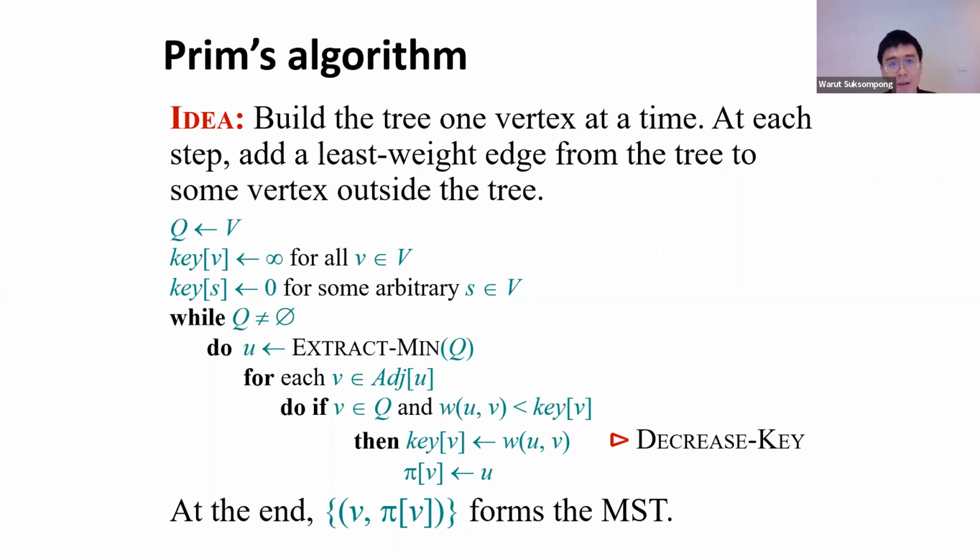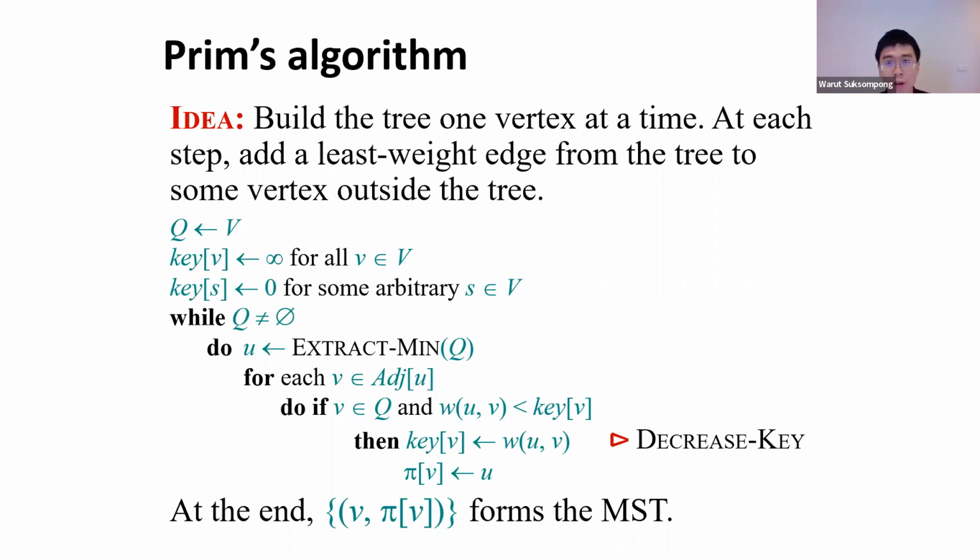So the idea of this algorithm is that we're going to build the tree one vertex at a time. At each step we add a least weight edge from the tree to some vertex outside of the tree. We're going to do an example in just a second. But at the beginning, we just start with any arbitrary vertex of the graph, and then at every step we're going to seek to expand this tree. At the beginning, this tree is just one vertex, and then we look at the least weight edge from the tree to some vertex outside of the tree, and then we add that edge.